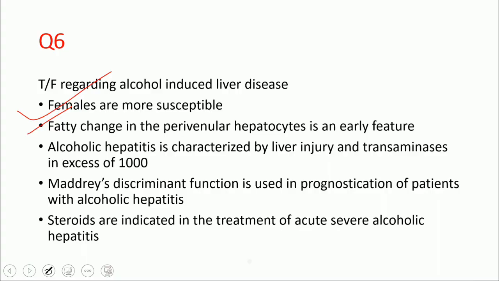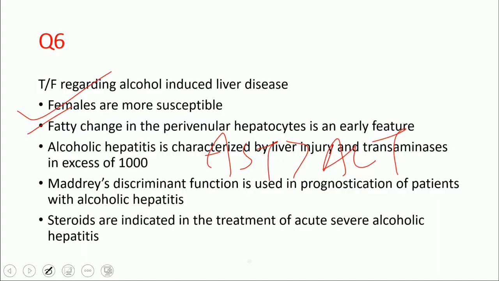And it is the AST that is higher than the ALT in alcoholic hepatitis as well, right? So it is AST higher than ALT, but never ever more than 1000. If it is more than 1000, there is something else going on, right?